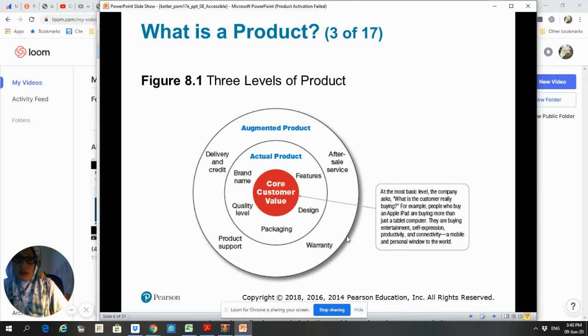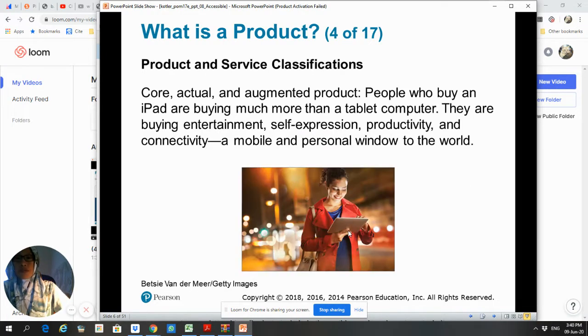We can actually classify it into 3 levels of product. So the first one adalah the core customer value, the actual and the augmented product. Okay, so you can refer to the slide that I have given to you. The first one, core, actual and augmented. When people buy anything, when we buy nasi ayam, iPad, iPhone, apa lagi, whether car, washing machine, freezer, a physical product.